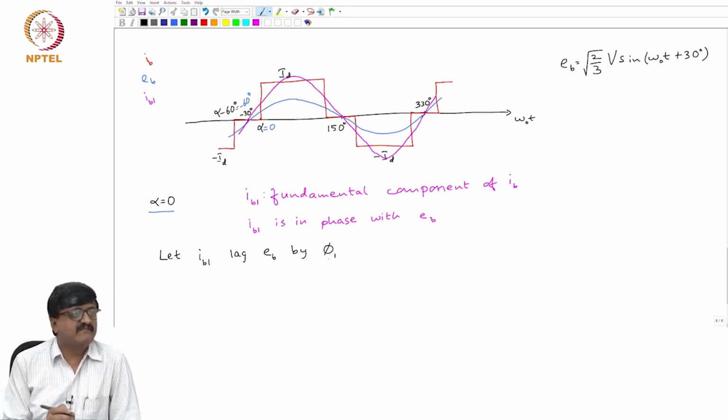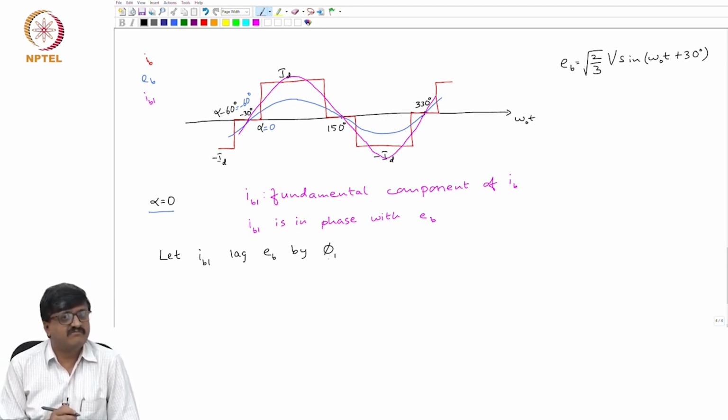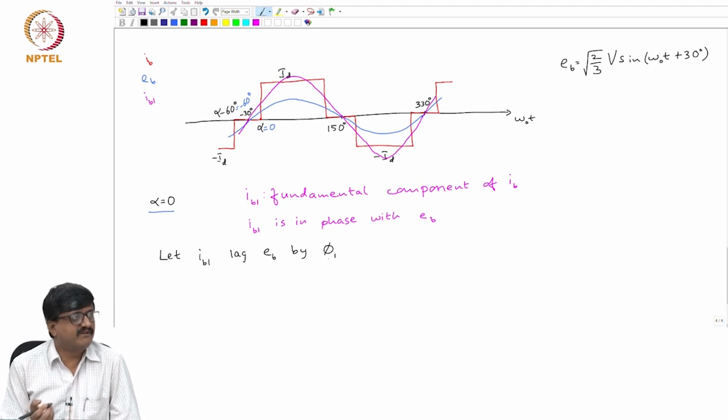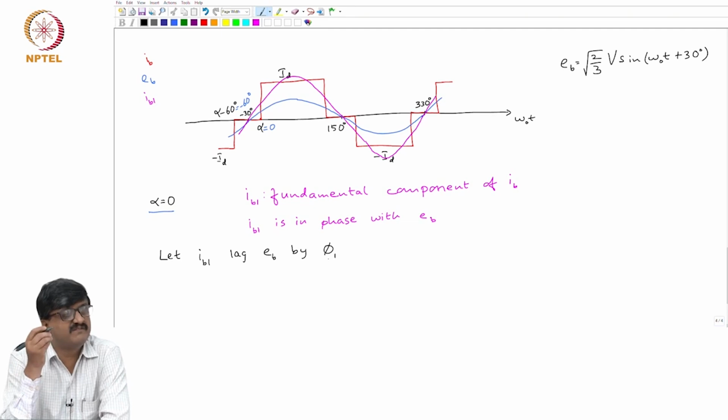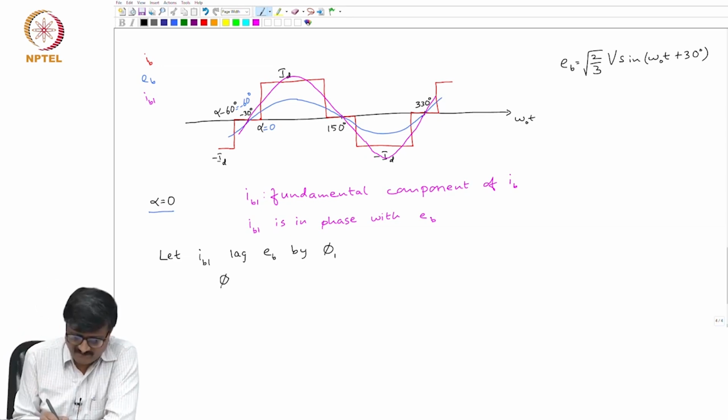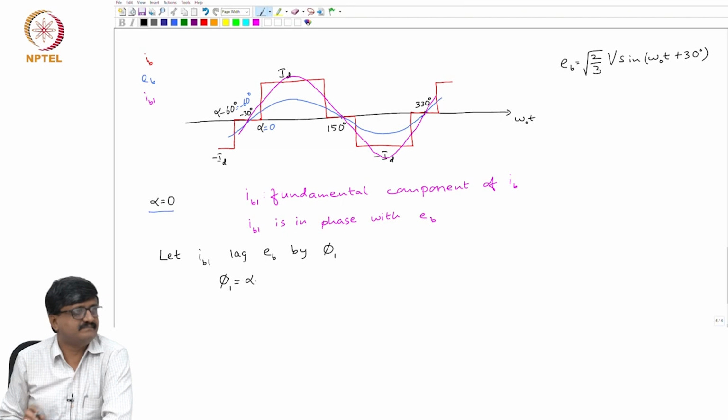What is phi 1 for alpha equal to 0? 0. Now, if alpha is not 0, then what is phi 1? Suppose alpha is 10 degrees, what is phi 1? If alpha is 10 degrees, phi 1 is also 10 degrees. Is that obvious? Yes. So, for any value of alpha, phi 1 is equal to alpha. So, can I say that phi 1 is equal to alpha?